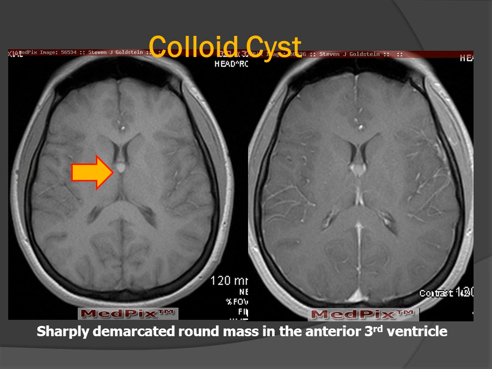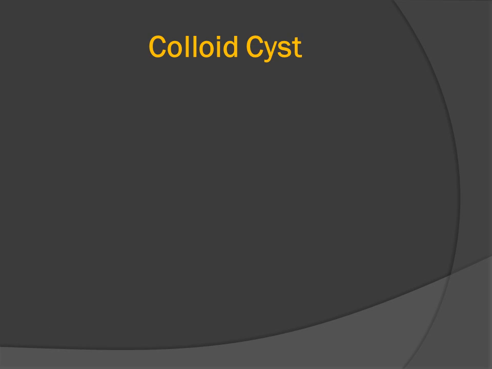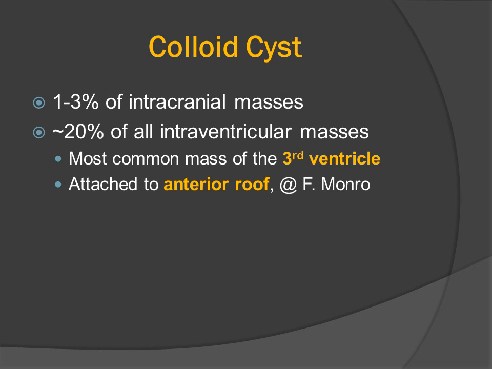We can see here that after contrast enhancement, the internal cerebral veins surround the lesion, but the lesion probably does not show any contrast enhancement. So what is a colloid cyst? A colloid cyst is approximately 1 to 3% of intracranial masses.